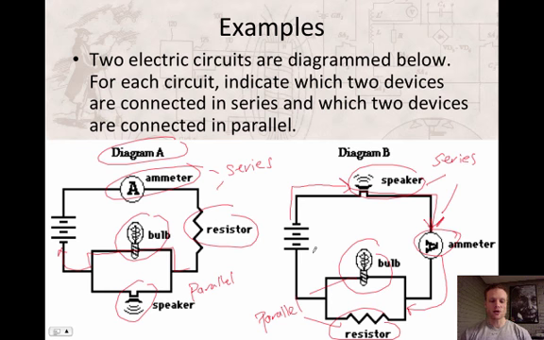Okay, so I hope that gives you a little bit of a grounding and intuition of maybe how series and parallel circuits work. We're going to do a lot more with them, but that takes care of this video.